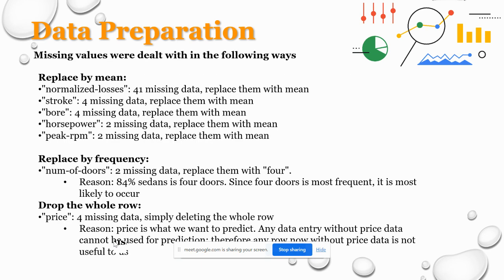So how do we now deal with our missing values when we discover them? We apply some level of modification to them. You can replace by mean, you can replace by frequency, or you can drop the whole row. Let me explain a bit of this.